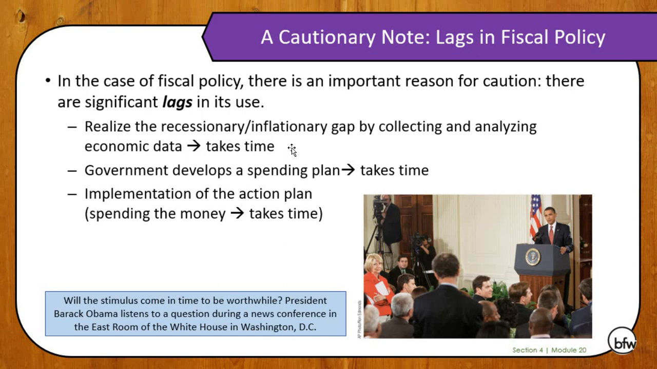First of all, they have to realize that there's a recession or inflationary period and collect and analyze data. Then they have to develop a plan, which takes time. Then they have to get it passed through Congress, which takes time. Then they have to get the president to sign it, and then they actually have to spend the money. So, it's kind of crazy when you think about it.